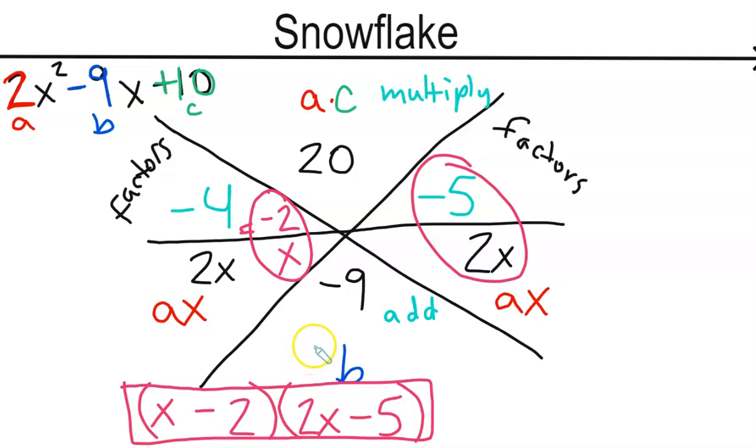All right, so this is called the snowflake method. All right, on to the next column, the box. All right, some of you guys like the box, which is totally cool. So let's rewrite at the top the polynomial that we're using. So it is 2x squared minus 9x plus 10.